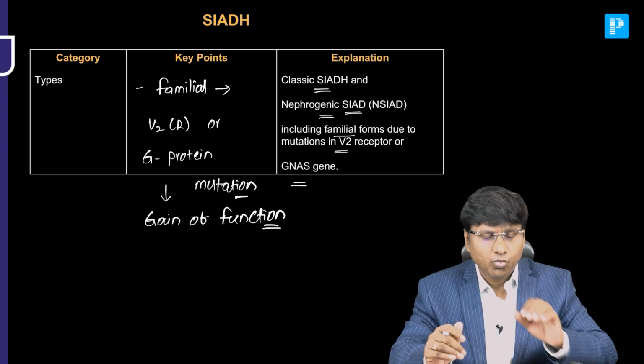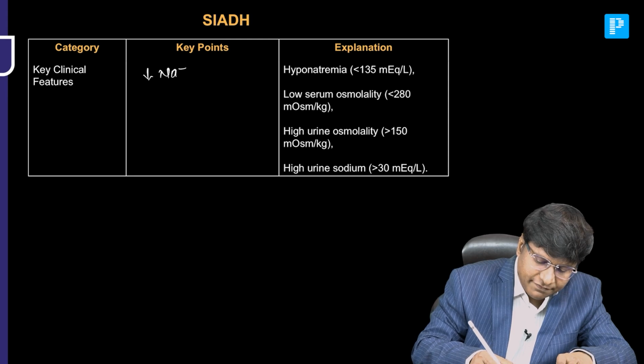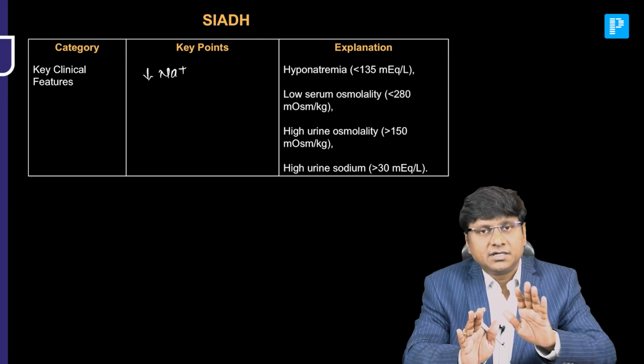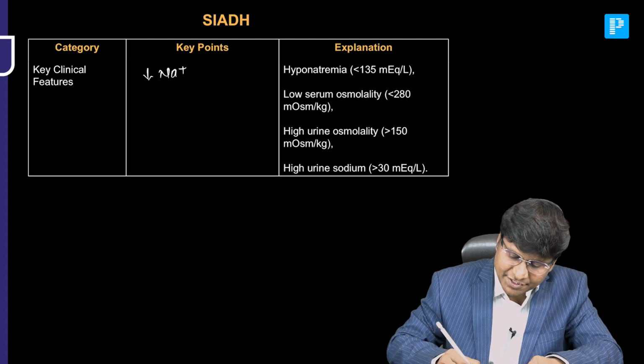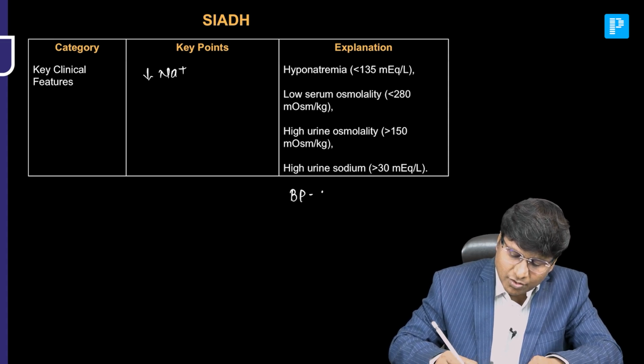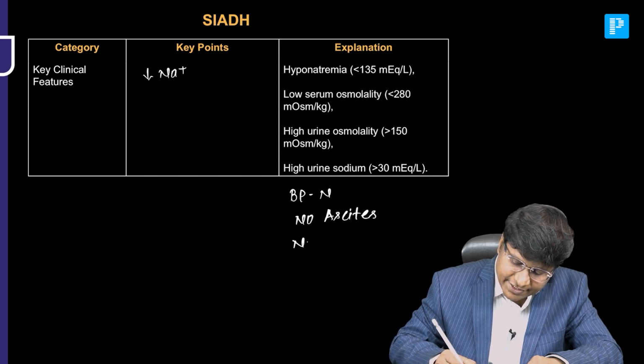Now, what are the key clinical features here? You will have the clinical features mainly because of the hyponatremia. The volume status will be euvolemic. That is the reason why in these patients, the blood pressure will remain normal. There will be no ascites, and there is no edema as well, right?